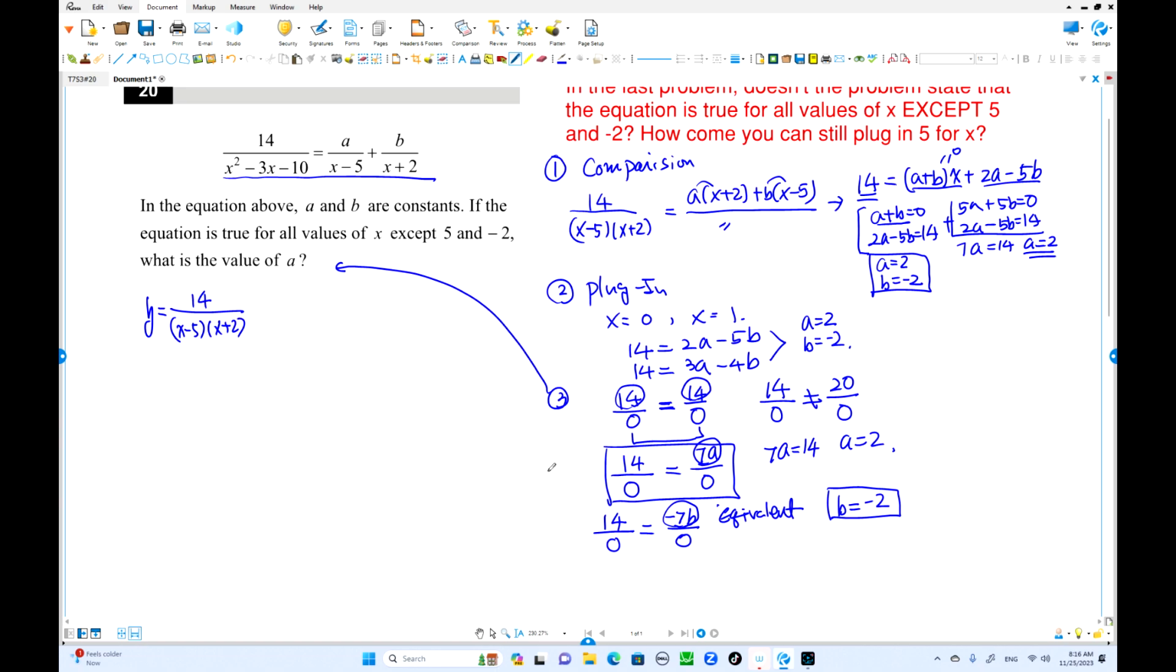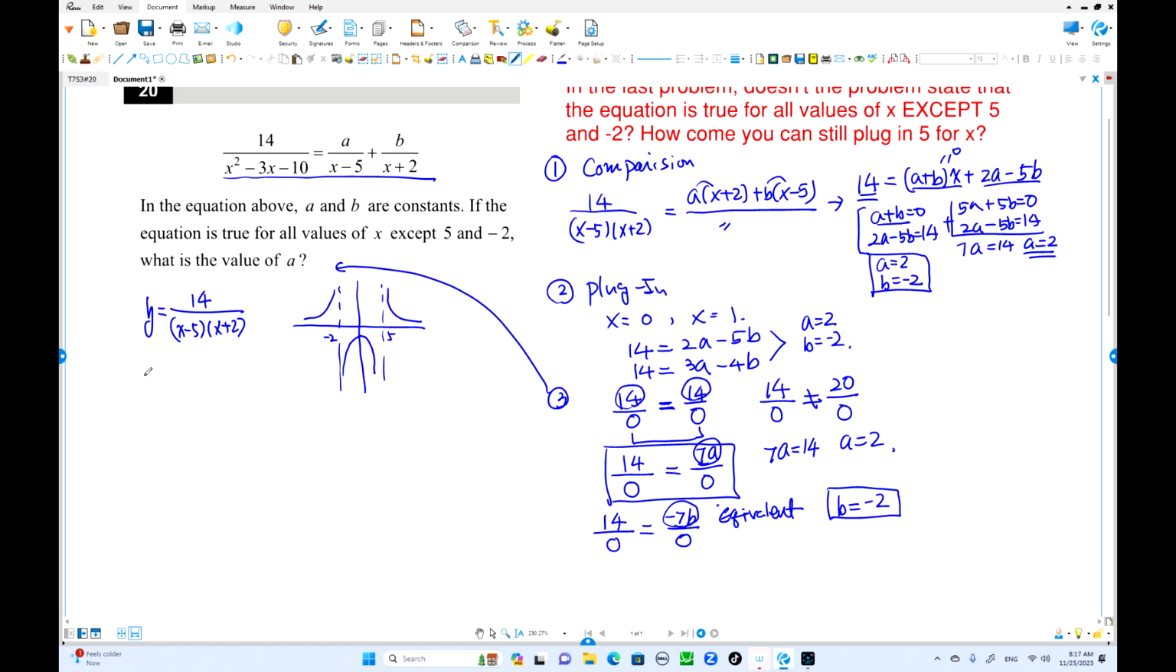Okay, this one, the graph looks like this. We have two vertical asymptotes, x equals 5 over here and another one at x equals negative 2 over here. The horizontal asymptote is y equals 0, okay? So this one looks like this. I think that's true. The graph looks like this one.